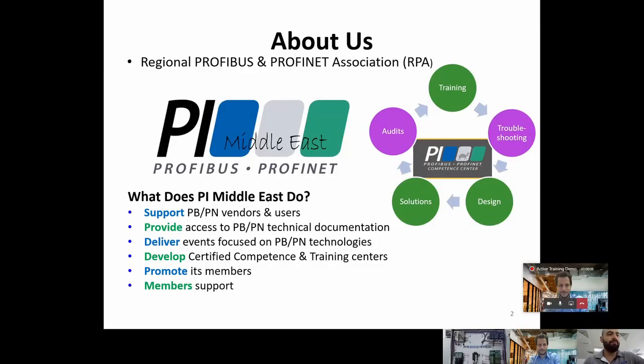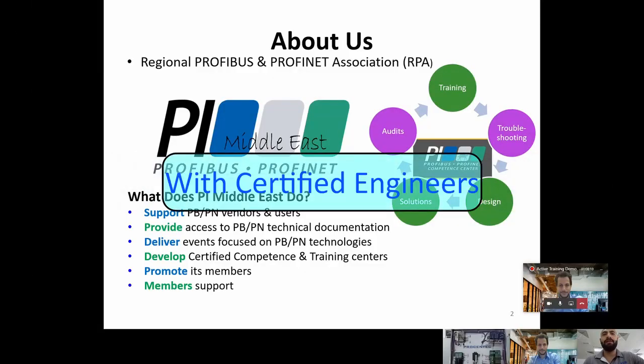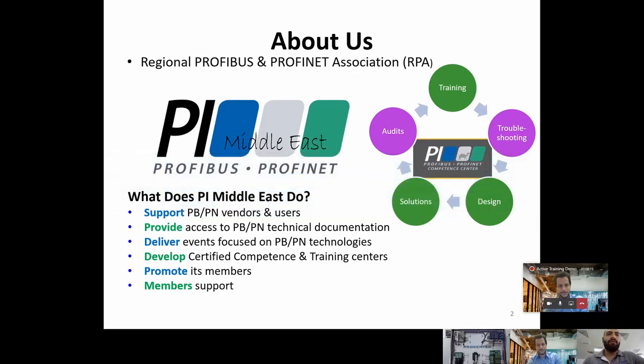I am Musa from ASM, Process Automation. We are the PROFIBUS and PROFINET International organization branch of the Middle East. We do support for PROFIBUS and PROFINET. We provide access to technical documentation, deliver events, develop certified competence and training centers, and we have our own support network audits related to PROFIBUS and PROFINET.